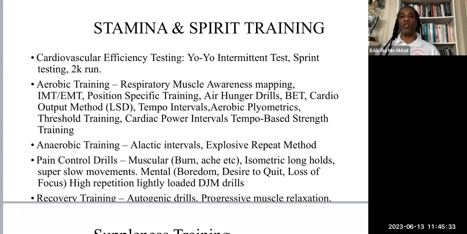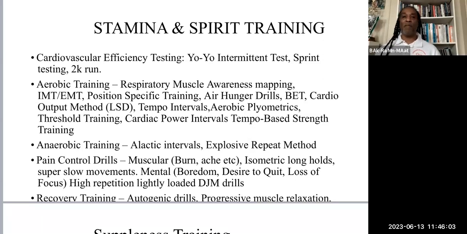These are some other tools: cardio output method, tempo intervals, aerobic plyometrics, threshold training, cardiac power intervals, tempo-based strength training. These are a bunch of tools that we can use for enhancing aerobic capacity, and there are many others. Anaerobic training, these are some tools here also to enhance anaerobic capacity: alactic intervals, explosive repeat methods, and there are others.